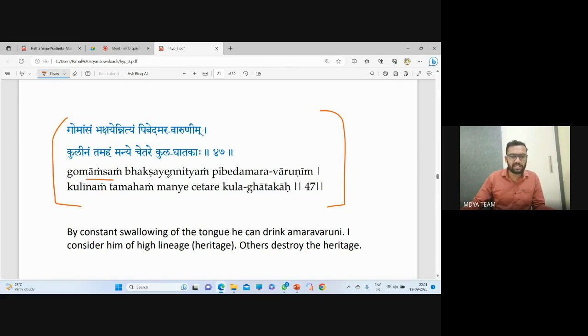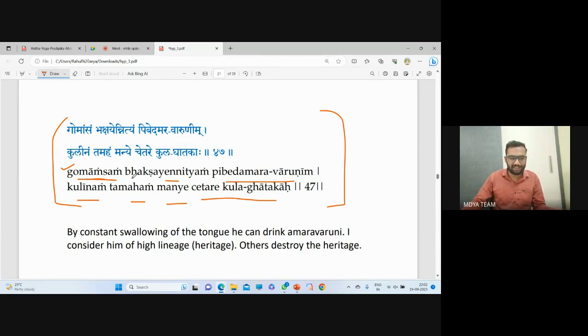Go masam bhaksayeta nityam pibet amravaruni, kulinam tamhayam panne manne chetere kula ghataka. If you go to the exact meaning of this word, its meaning is that you are eating cow meat, but it is not exactly that meaning. Go mas bhaksan is not eating the meat of the cow. It's another meaning here. In the next sloka you will get to know.